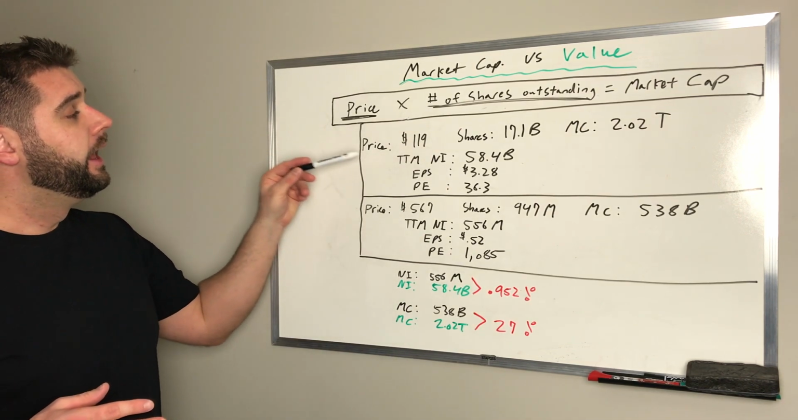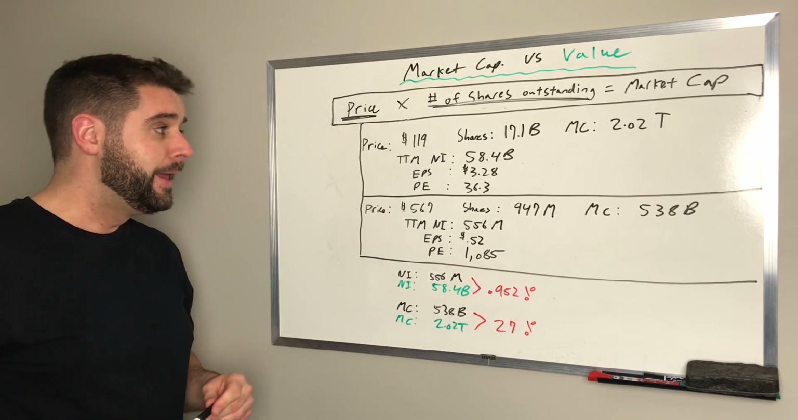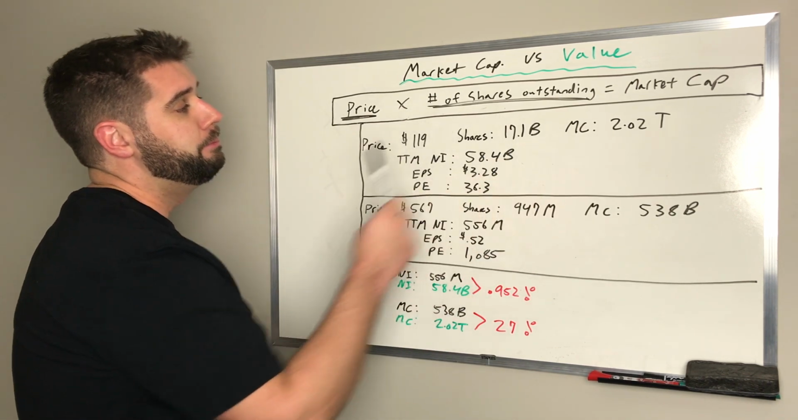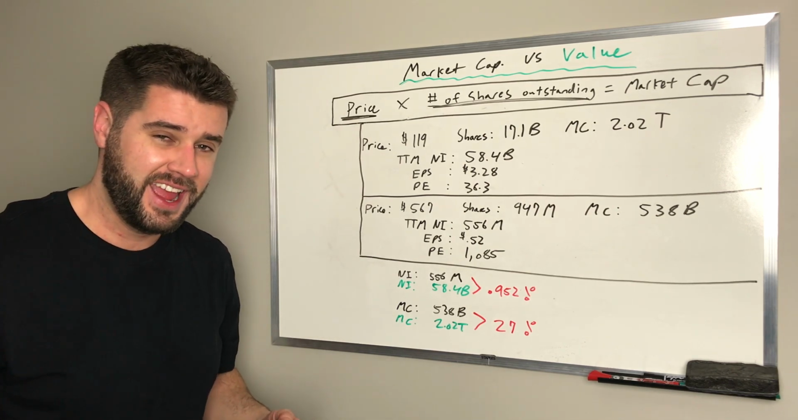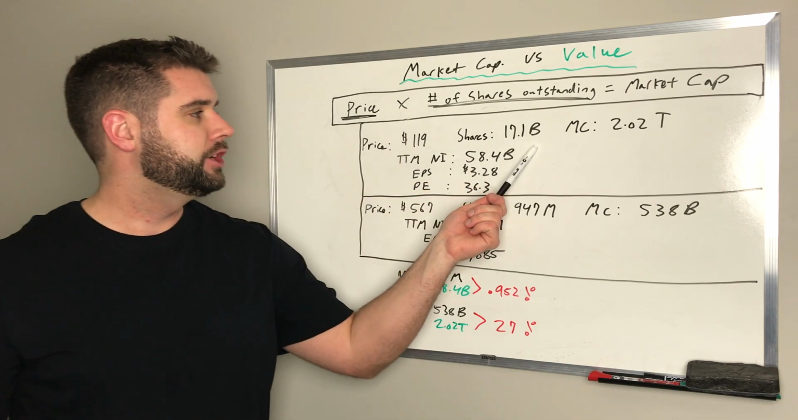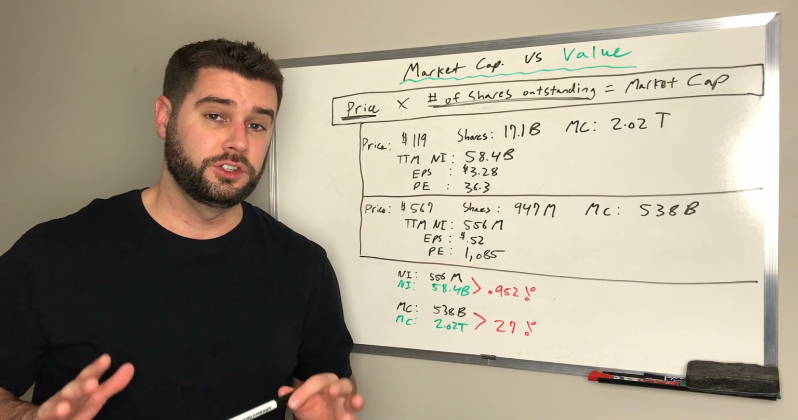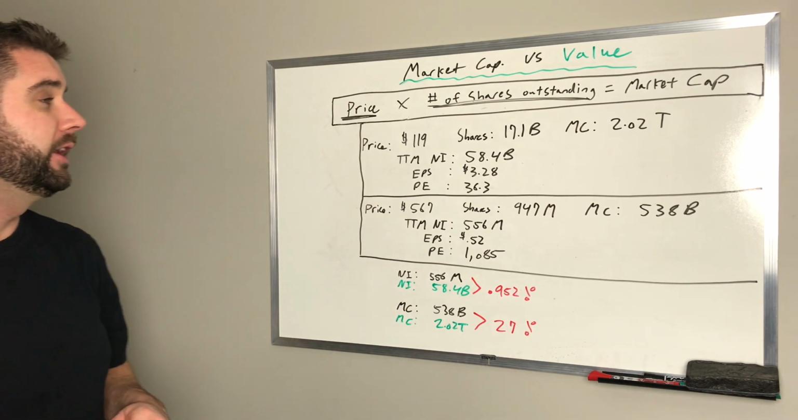So the first one has a price of $119 per share right now, as of recording this. They have 17.1 billion shares outstanding. Same formula as here, guys, right? So price times the number of shares. They have a market cap of $2.02 trillion. Huge. So you already probably know what this one is as well.